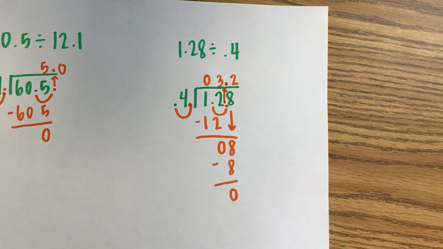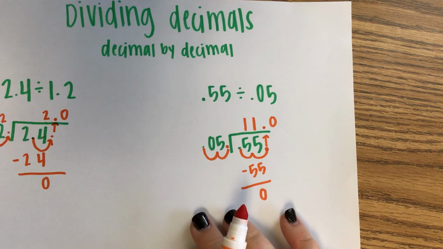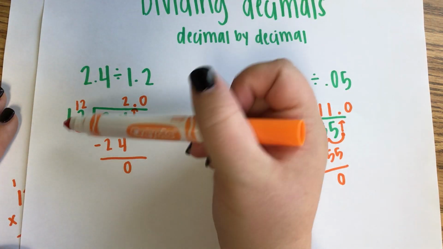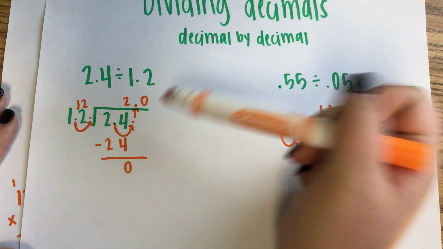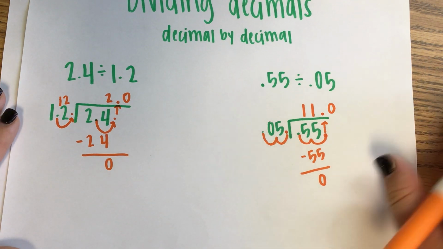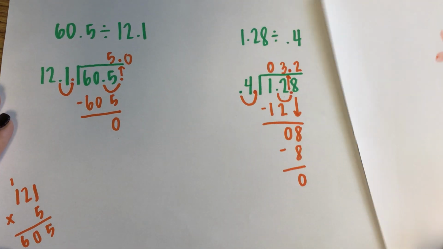Okay? So this is how you divide decimals. It's very similar to long division, besides you have to make sure that you're moving that decimal over to the end of the number, or till there's no more left.